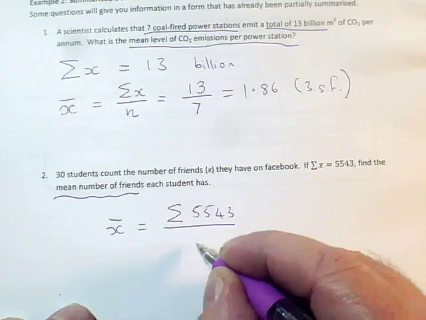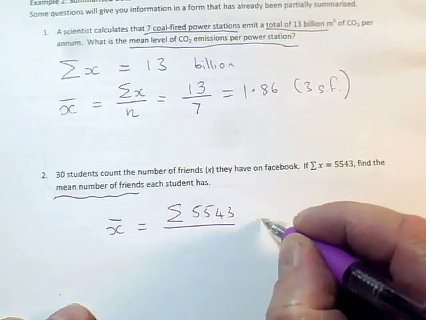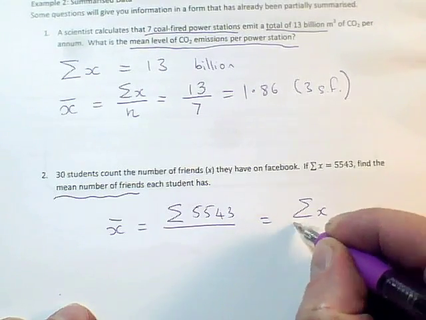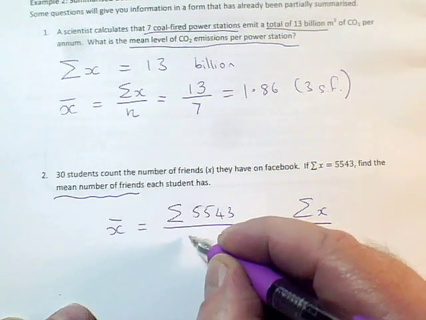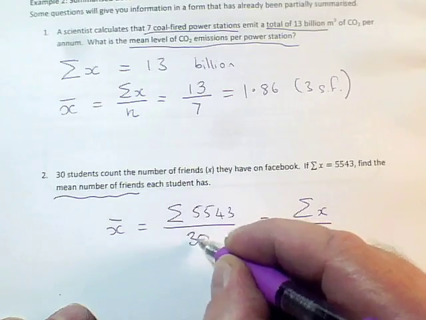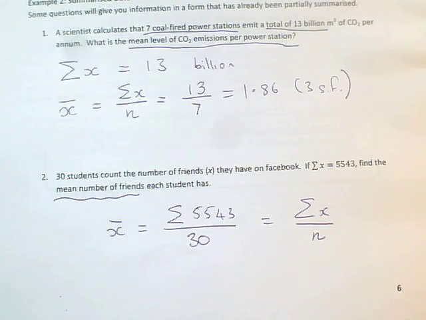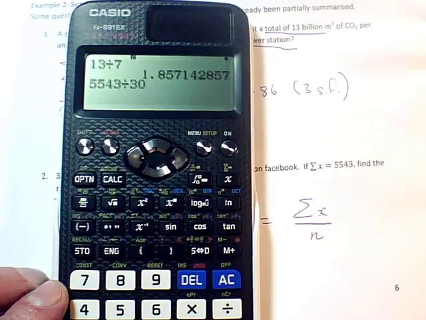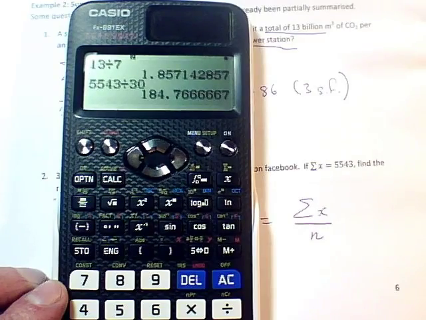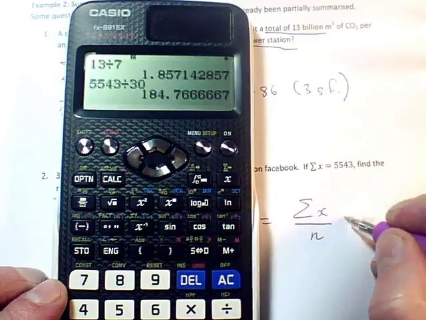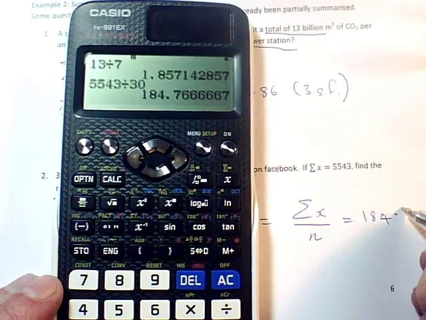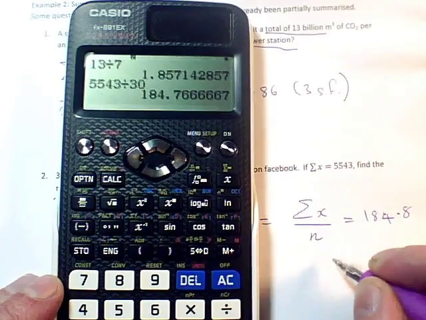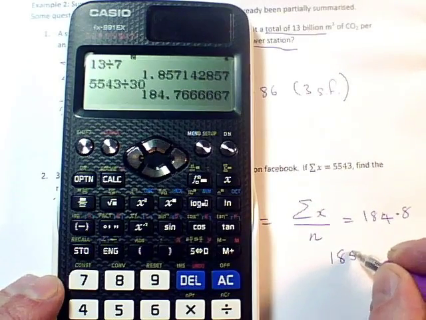And the total of all the 30 numbers is the sigma x, which is 5543. And there are 30 numbers in the list. So I'm using sigma x over n. So my sigma x is 5543. My n is how many numbers in the list. That's 30. So I do 5543 divided by 30. And I get 184.76. So that's 184.8, or to 3 significant figures, that would be 185.